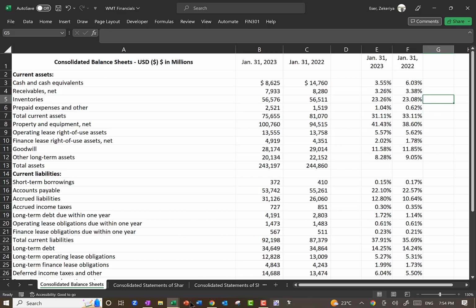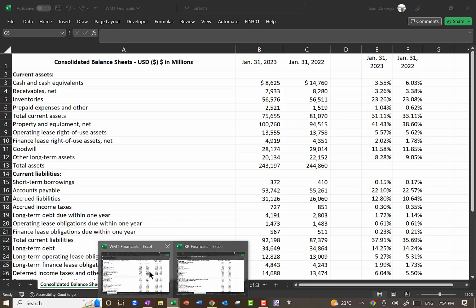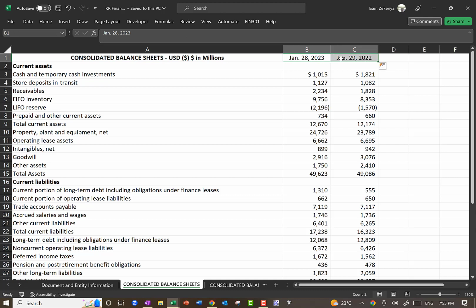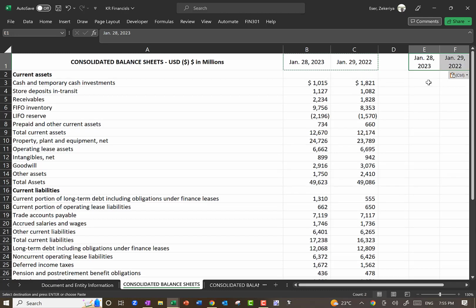Let's do the same thing for Kroger. Unfortunately, these things are not standardized. So total assets may not be in the same row. You have to do it separately. Cash and temporary cash investments divided by total assets, F4. That fixes the row.